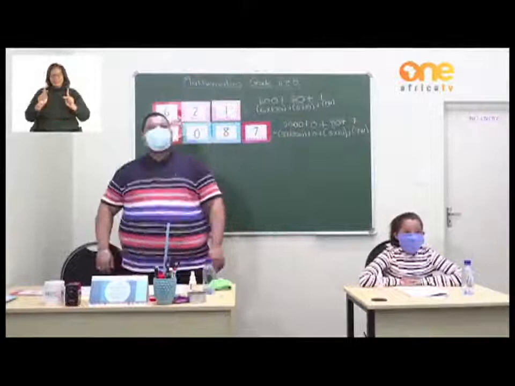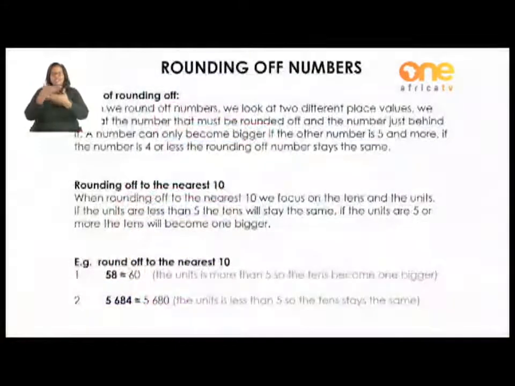Okay, kids, we're still busy on page 23 with rounding of numbers. Now, in rounding off, there are certain rules we need to follow. Let's look at the rules of rounding off. When we round off numbers, we look at two different place values. We look at the number that must be rounded off, and we look at the number just behind it. A number can only become bigger if the other number is 5 or more. If the other number is 4 or less, the rounding number stays the same.